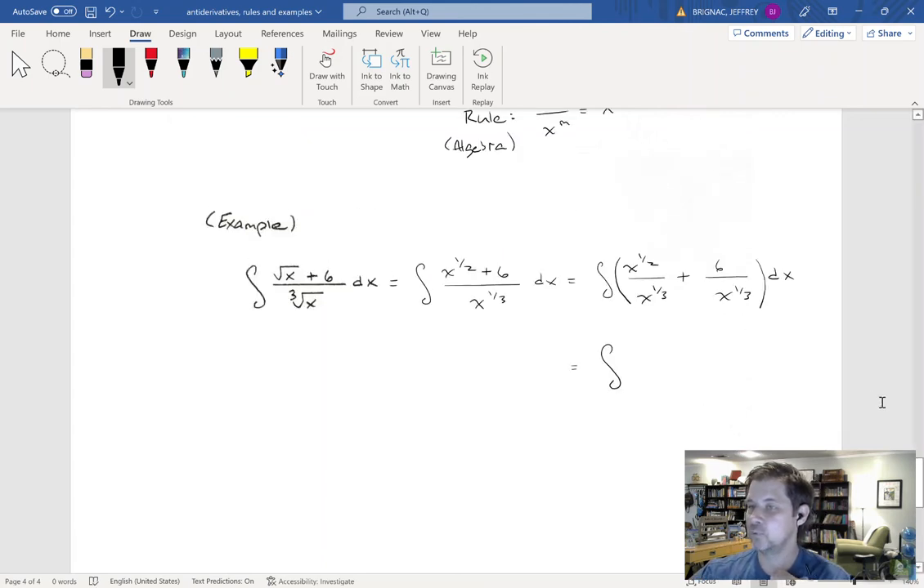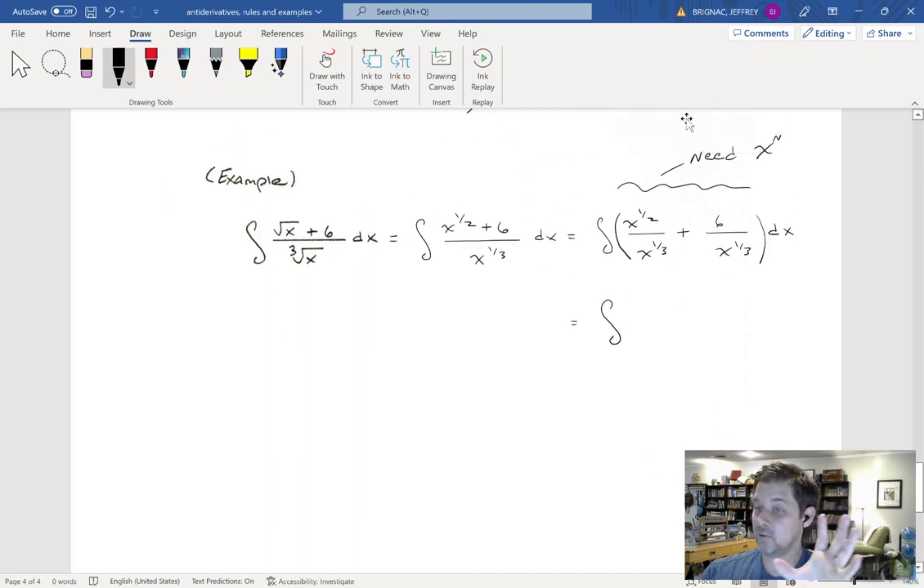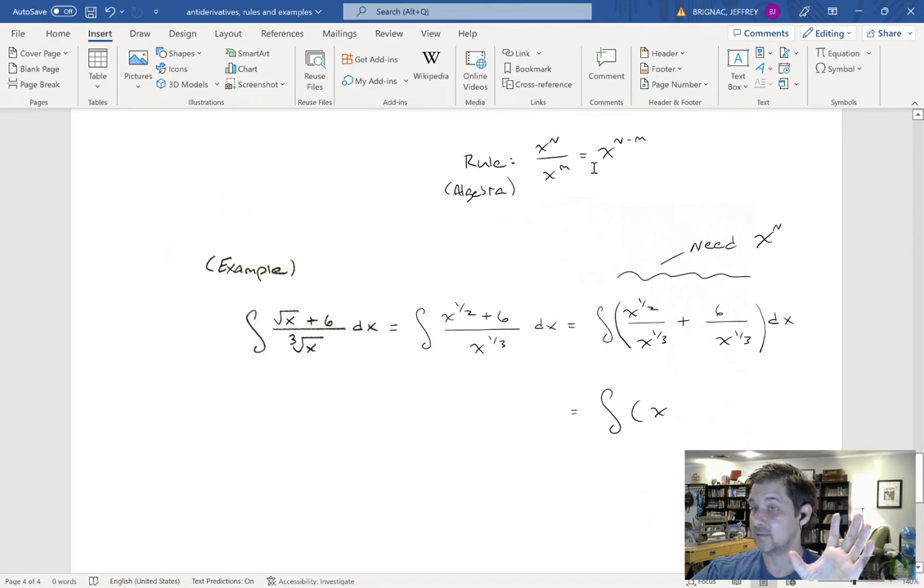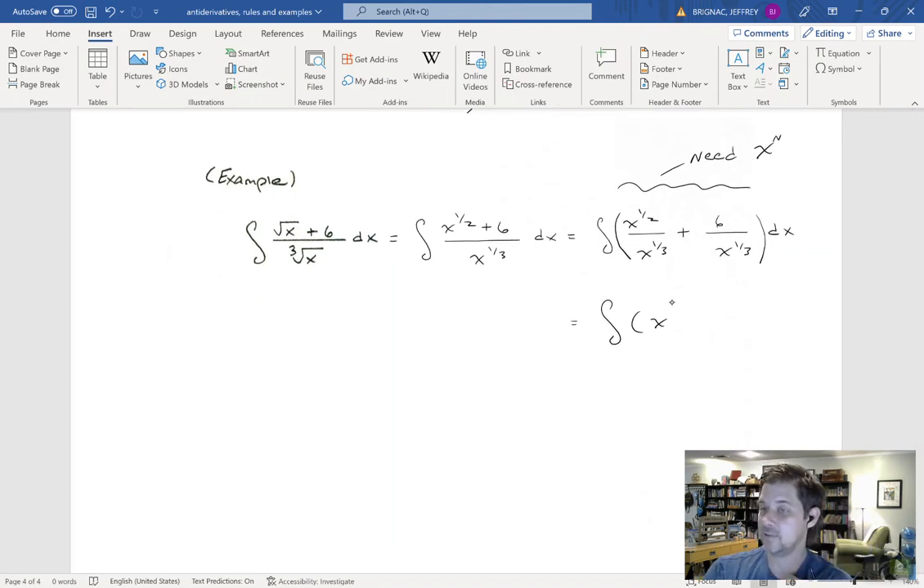It's just for my rules to be applicable, I need to see this as x to some power n, right? And it's kind of all jumbled together. So the rule I just gave you said that these could be reduced when you divide like things by subtracting the exponent. So this is going to be 1/2 minus 1/3. And then this is 6 divided by x to the 1/3 power. It's just going to turn that power negative if I move it up here.